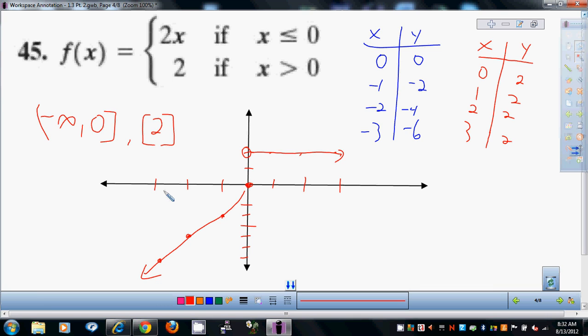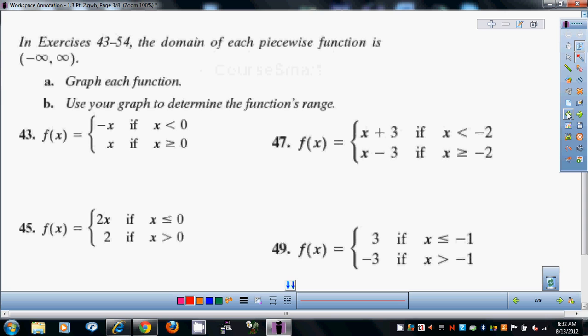Questions? Okay. Good question. The equal sign. If it equals, then your end point will be closed, and if it doesn't, your end point will be open. Good question. Still want to see 47? Sure.